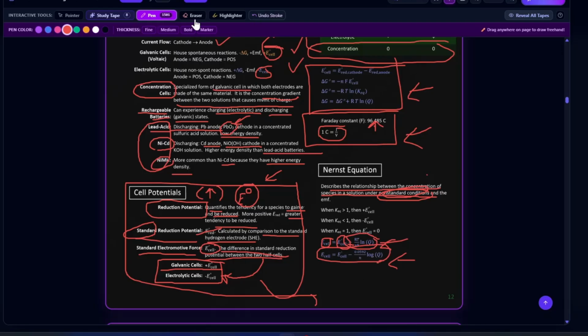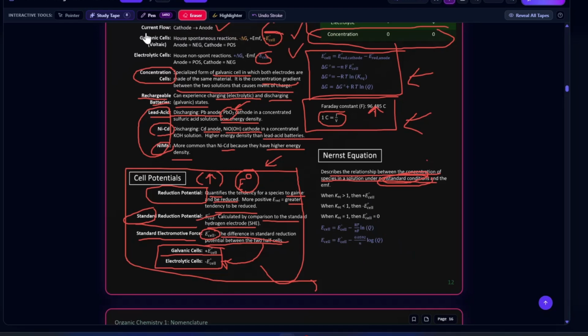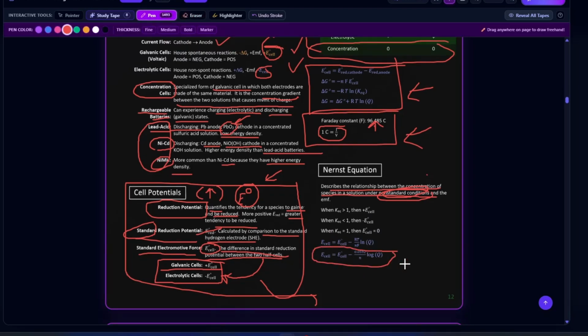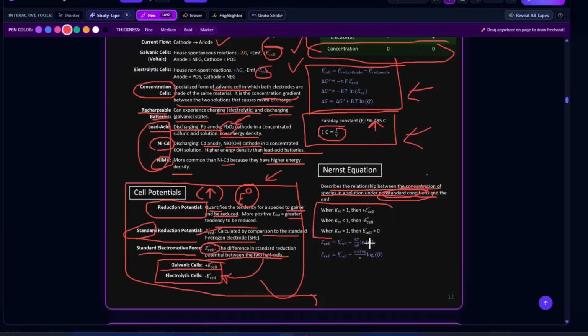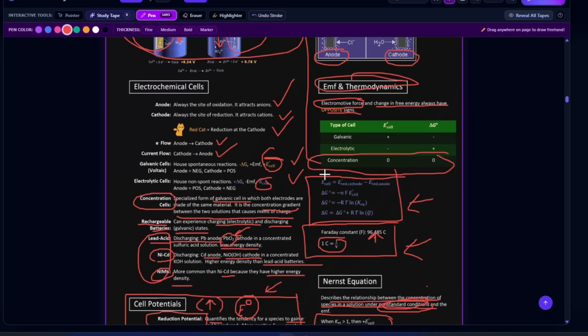You should memorize this one, as it's probably faster on the test, because R times T is already done for you, and they put it at 0.059, which is basically 0.06 over n, right? And they have F there. But anyway, you can remember both equations if you ever need them. And here is what you have to memorize when you do Nernst equation practice problems as well.